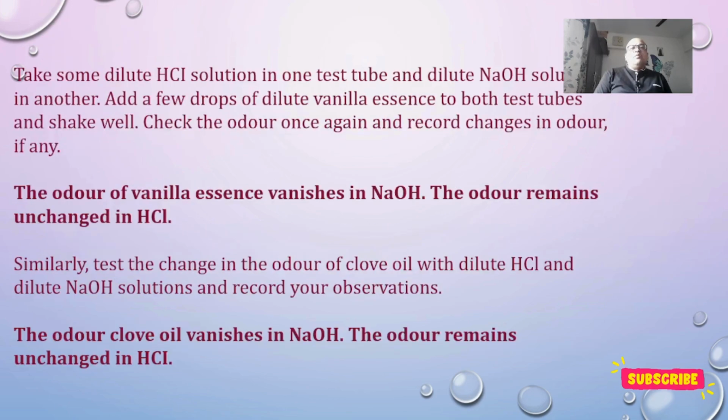Now let's see another way. Take some dilute hydrochloric acid solution in one test tube and dilute sodium hydroxide in another. Take two test tubes. In one, take dilute hydrochloric acid; in the other, take dilute sodium hydroxide. Add a few drops of vanilla essence into both and shake well. Now check the odor once again and record the change in the odor.